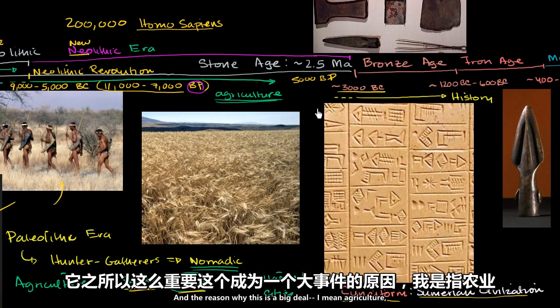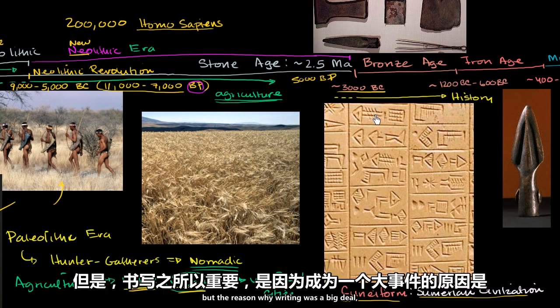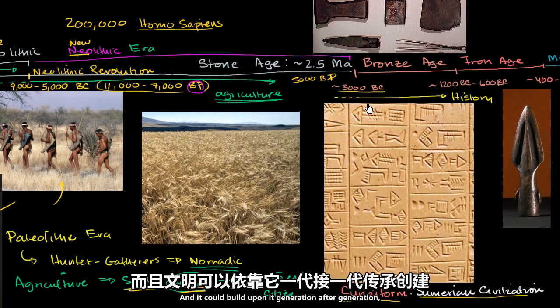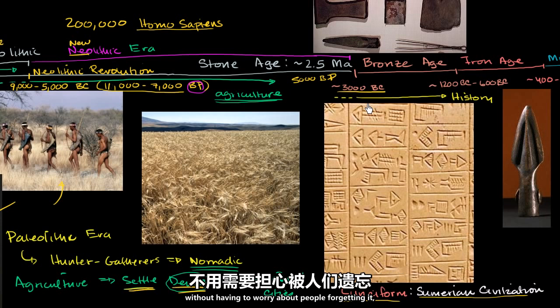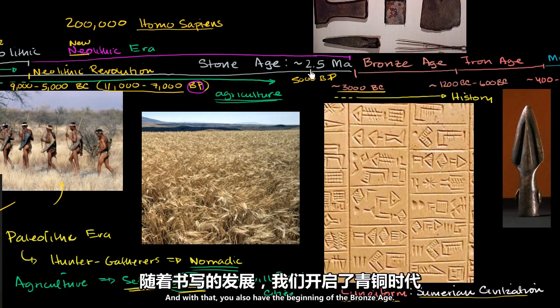And the reason why this is a big deal, I mean, agriculture, hopefully you now appreciate that it was a pretty big deal, but the reason why writing was a big deal is that now civilization could collect its knowledge, and it could build upon it generation after generation without having to worry about people forgetting it, or information getting distorted verbally from ancestor to descendant. And with that, you also have the beginning of the Bronze Age.